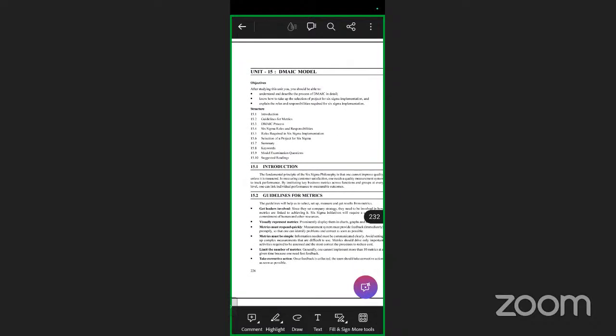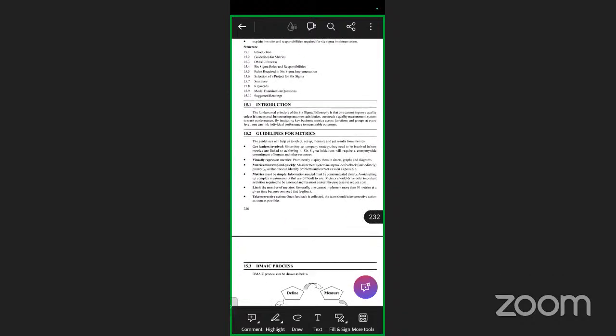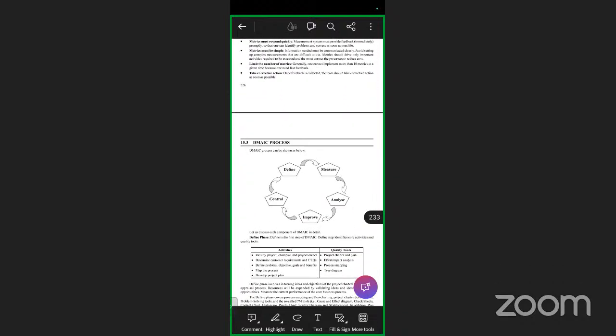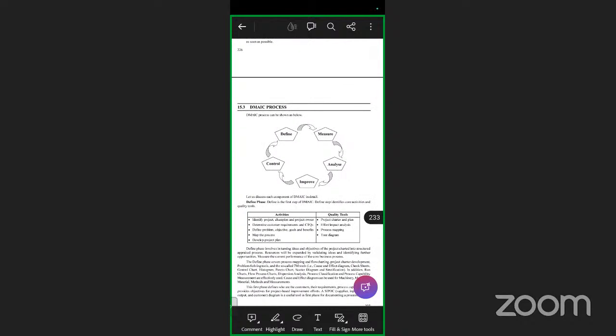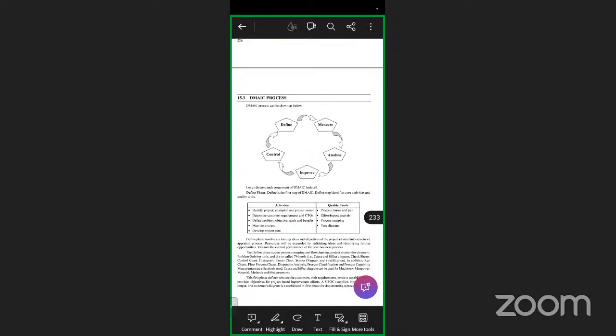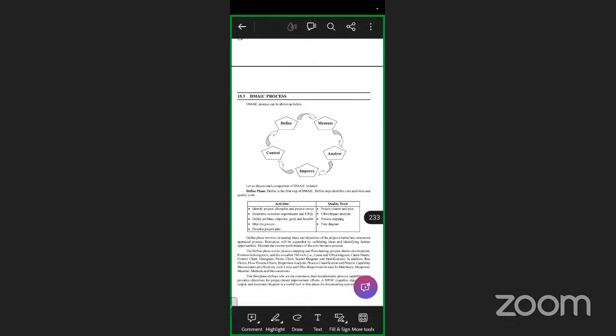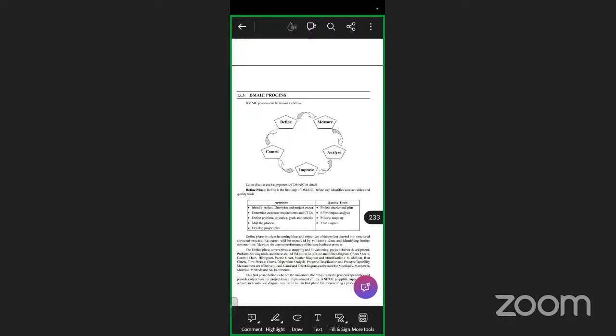So, the DMAIC model. Why do we need to go to DMAIC? What is meant by DMAIC? Define, measure, analyze, improve, and control. First we need to define, then measure, analyze, improve, and control. That is the DMAIC process. In the external exam, there might be a chance of a question to write about the DMAIC model for 10 marks.